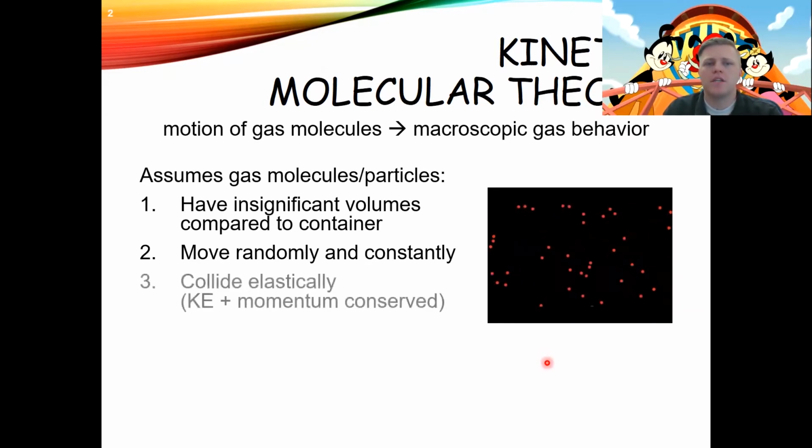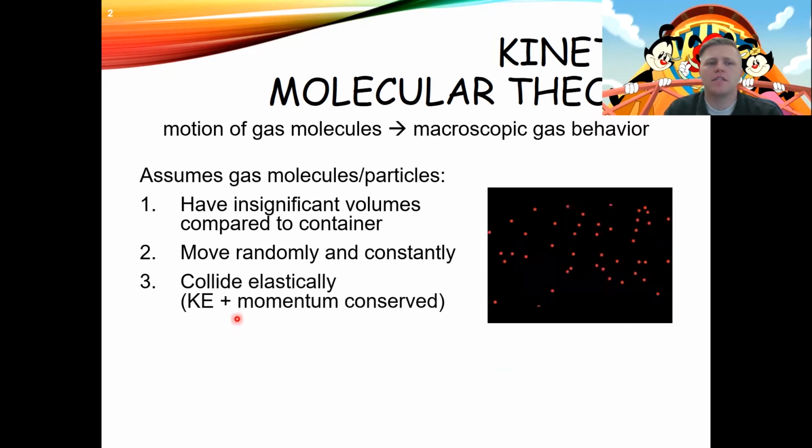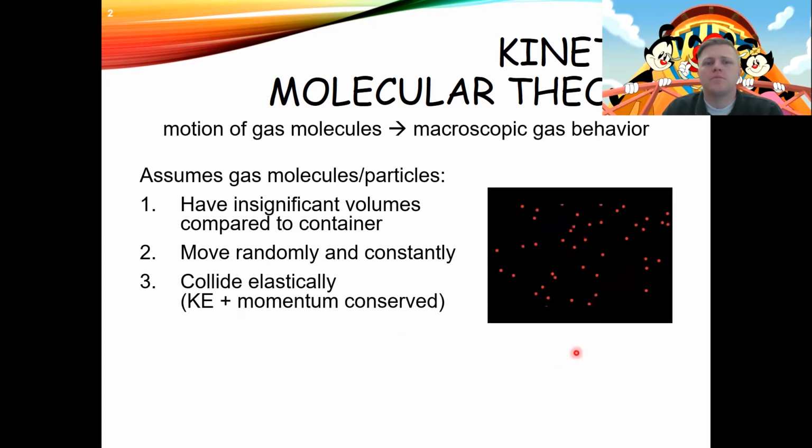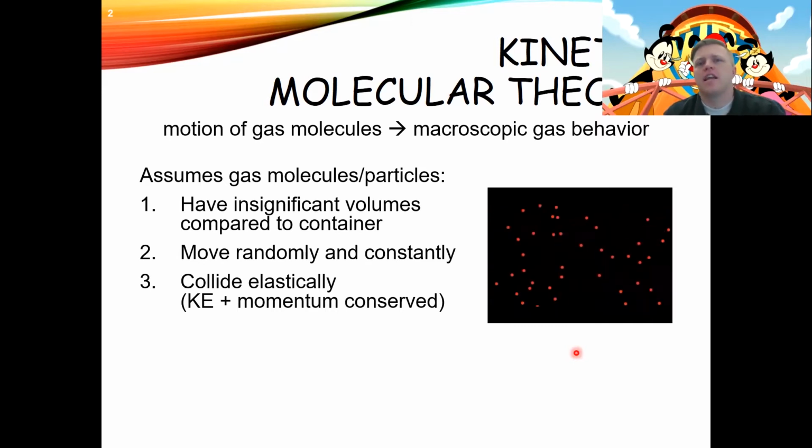The next assumption is an okay assumption, but not a perfect one. And that is that these gas molecules collide elastically. That includes bouncing off walls and bouncing off each other. Now, what elastically means is that all of our kinetic energy stays kinetic energy. None of it is converted into potential energy.